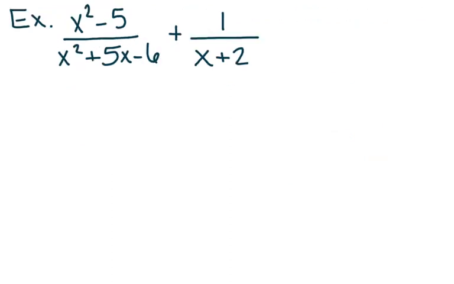Okay, so now we'll move to this one. We have a quadratic on the bottom of that first fraction. We need to factor it completely before we begin. So that's what I'm going to do. If I factor that first bottom, I need two numbers that multiply to give me -6 and add to give me +5.